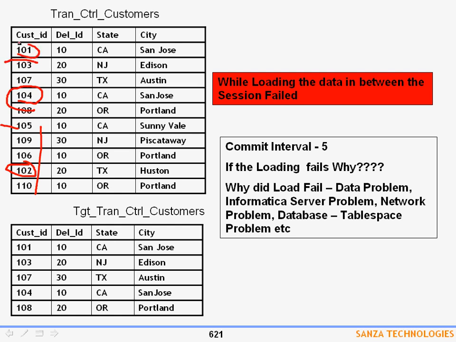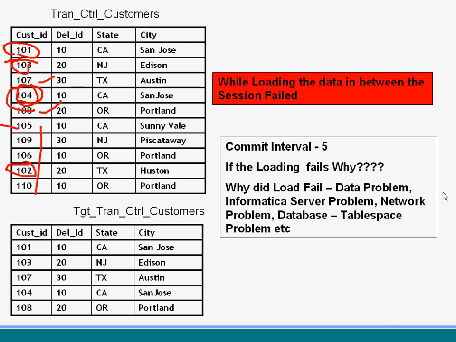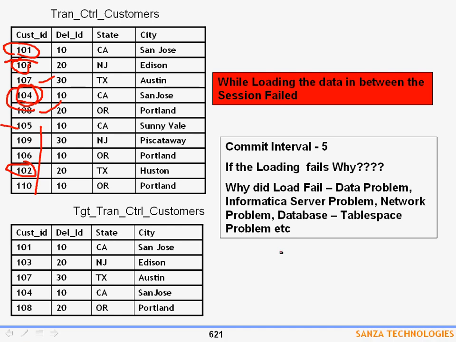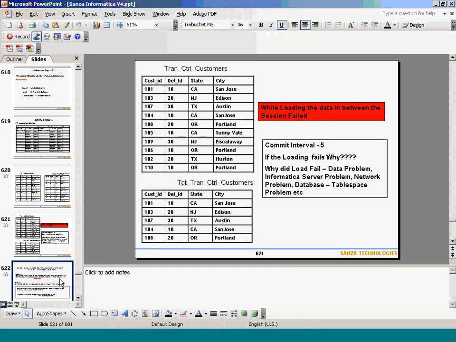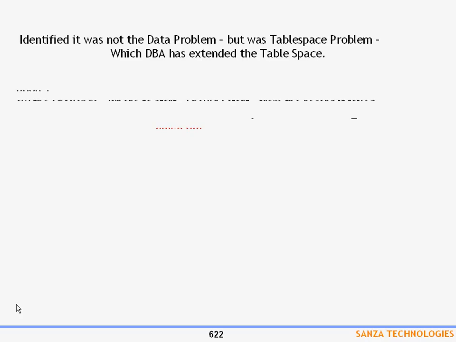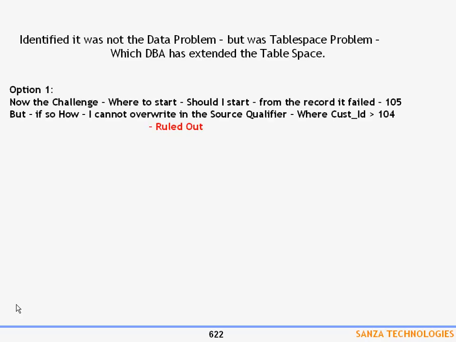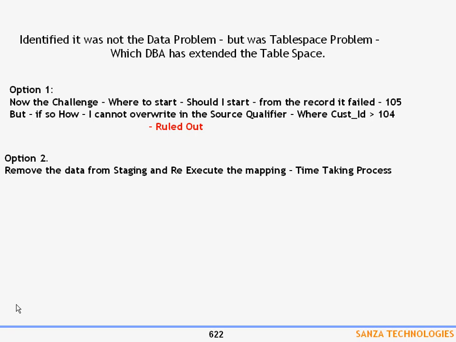Or if I say greater than 101, it will try to reload 103 and 104 into the target table. And 107, again it will try to load. 108, it will again try to load. So I cannot use a greater-than condition for the reloading process. So the first option is ruled out. The second option is to remove the data from that table.